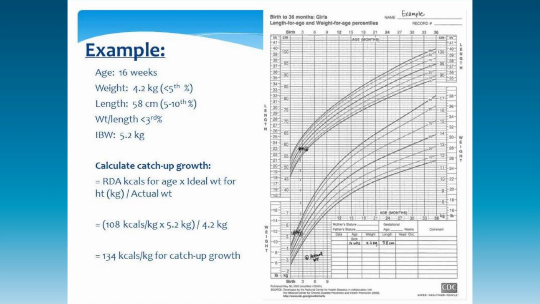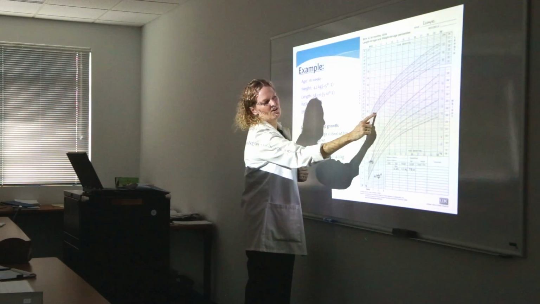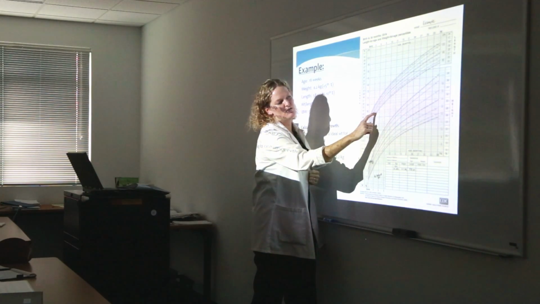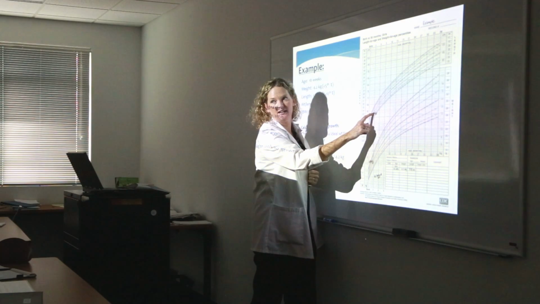So what you're going to do is figure out what her ideal body weight is for her length. And the way you do that, and I know it's kind of hard to see on here, is you look at where her actual length plots, and you go directly over horizontally to where you meet the 50th percentile, and then stop.